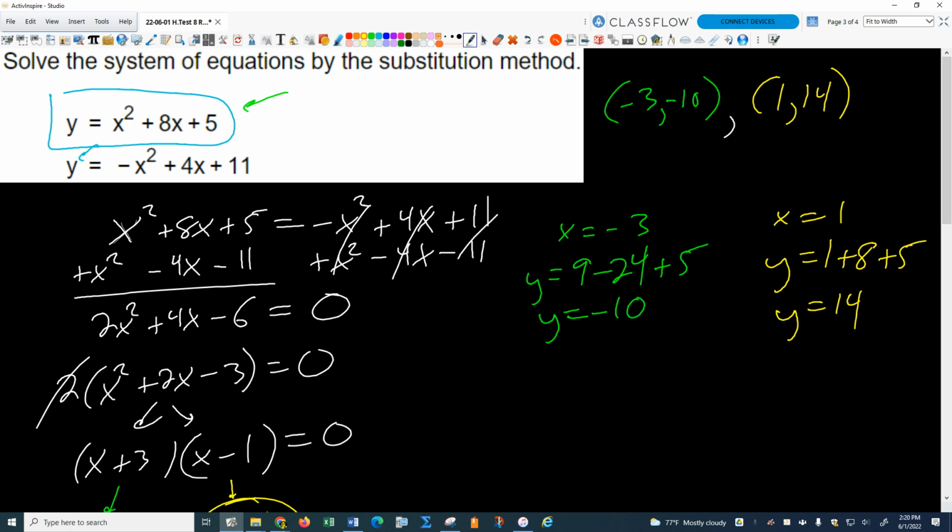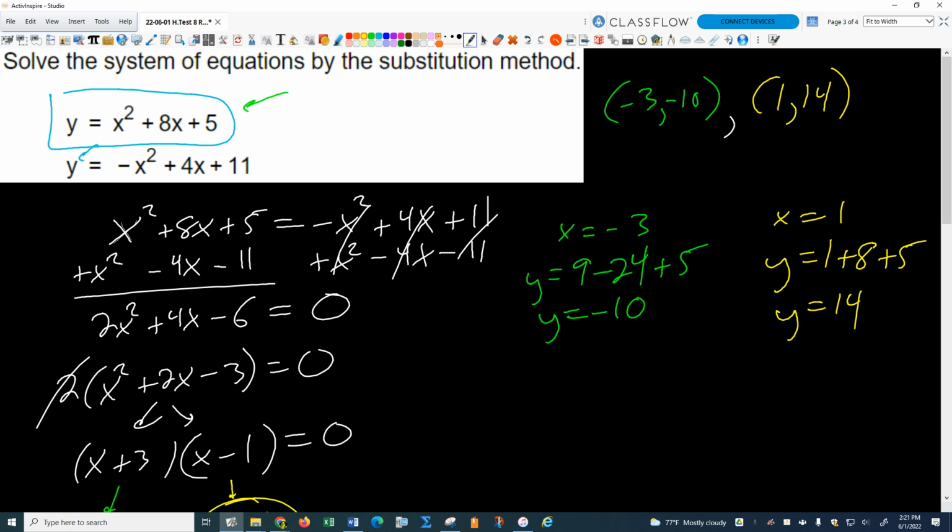Good? Give me 1 to 5. Does that make sense? Wait a second while I write that down. Okay. Right? So to me, on the test, these are probably two of the easier problems on the test. There's really not much to it. You're just substituting, solving for one variable, plugging in to find the other variable.